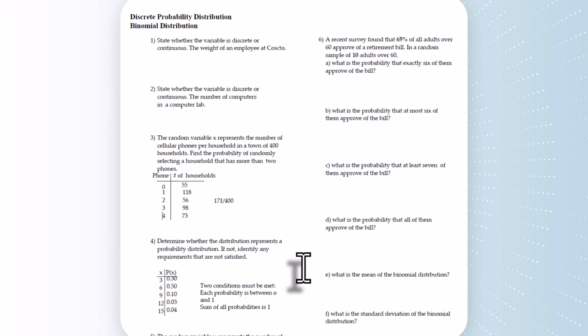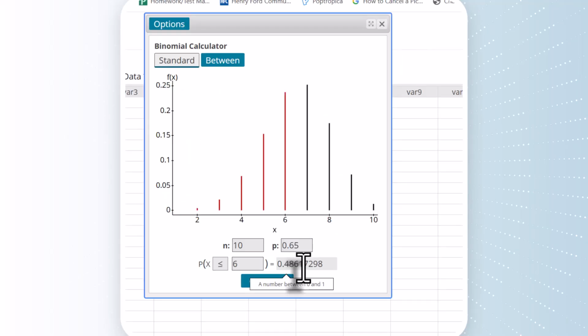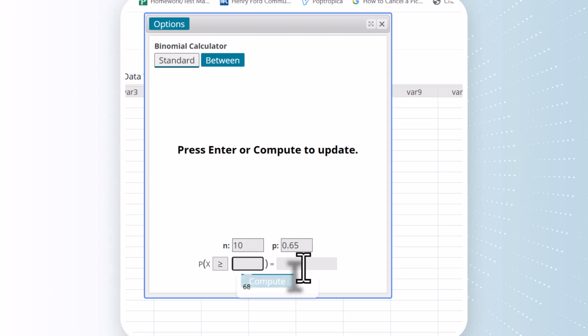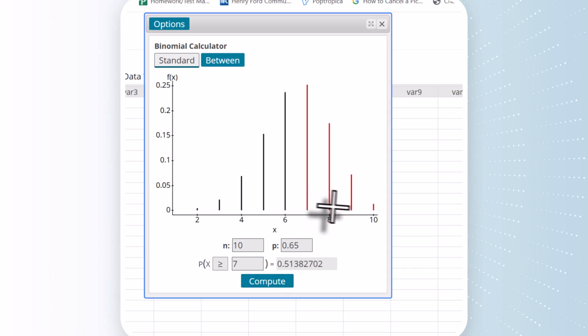What is the probability that at least 7 of them approve of the bill? At least 7 means 7 or 8 or 9 or 10. Let me show you how to do that in StatCrunch. Just change that to greater than and make it 7. And you're going to see 7, 8, 9, 10 shaded. And look, this is the answer, 0.5138. Next question.